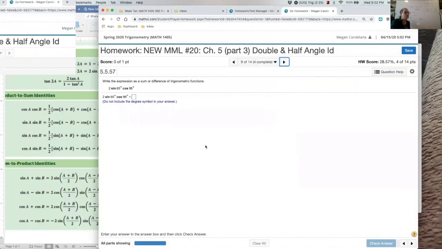Write the expression as a sum or difference of trig functions.